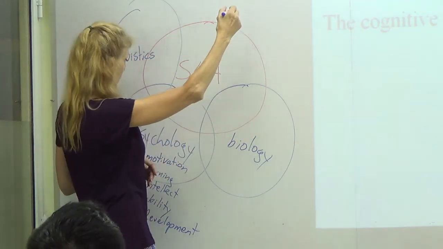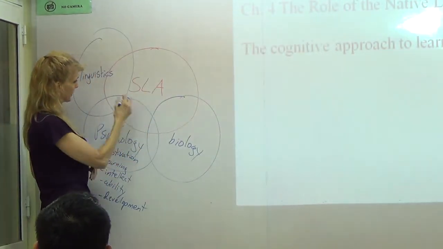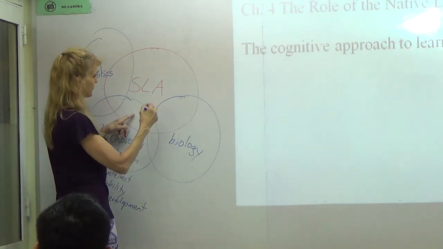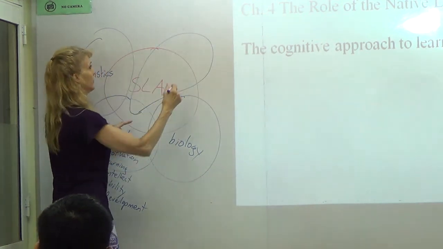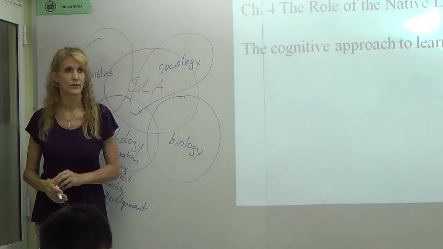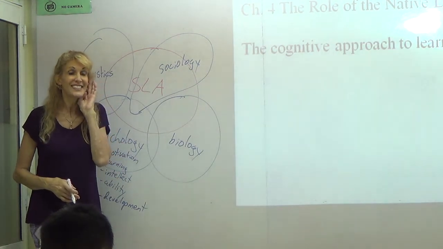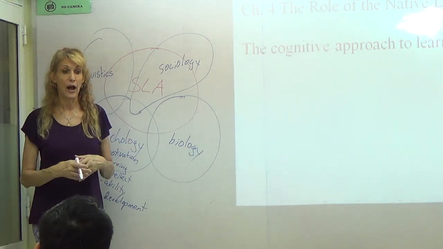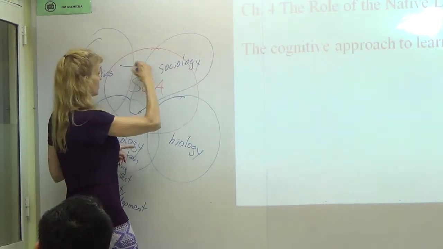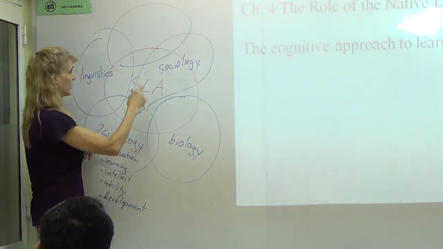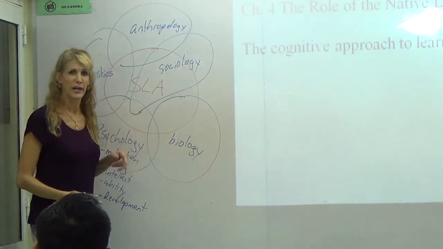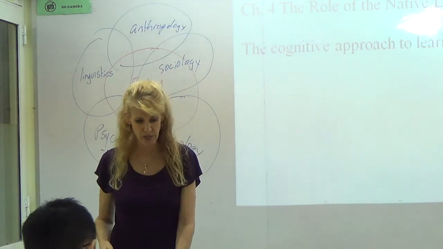And what about the area of sociology? And I don't know where to put this because sociology needs to overlap with psychology too, right? I'm not sure how to do this. This won't be very pretty, but sociology. So what is sociology? It's the study of society, right? Of cultures, of how people behave. And maybe a subset of sociology is anthropology, right? And anthropology also might overlap with linguistics. So there might be more, right? There are so many different areas that influence language acquisition.